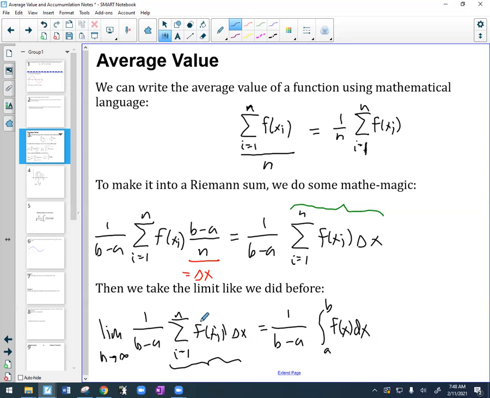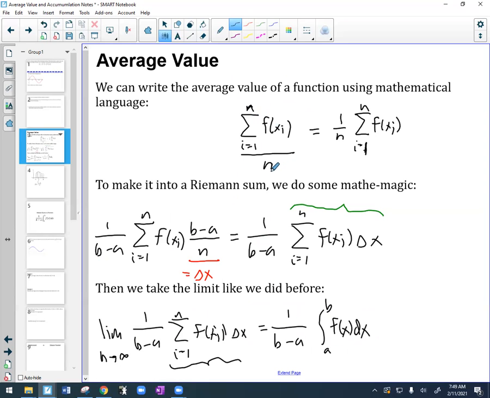So what we've discovered is that this expression up here, which is where we started, we just wrote the average value. We did a little manipulation here to get the b minus a's in there. And then when we take the limit, we get that the limit as n approaches infinity of this average equals this.